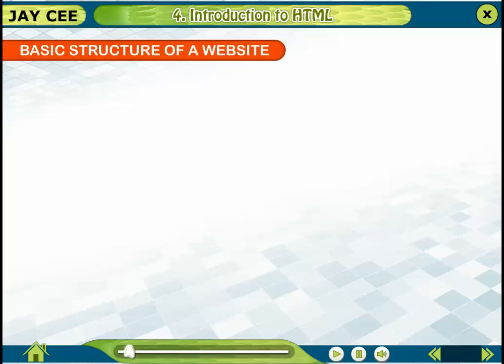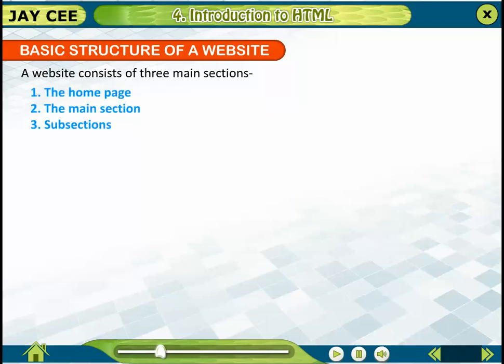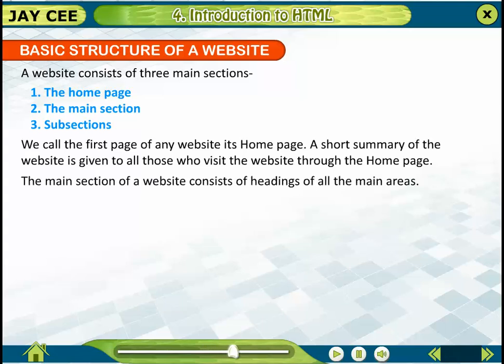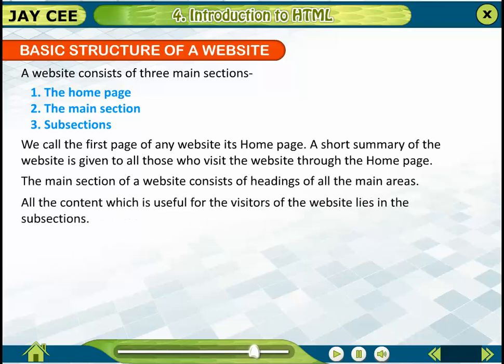Basic structure of a website. A website consists of three main sections: the home page, the main section, and subsections. We call the first page of any website its home page. A short summary of the website is given to all those who visit the website through the home page. The main section of a website consists of headings of all the main areas. All the content which is useful for the visitors of the website lies in the subsections.